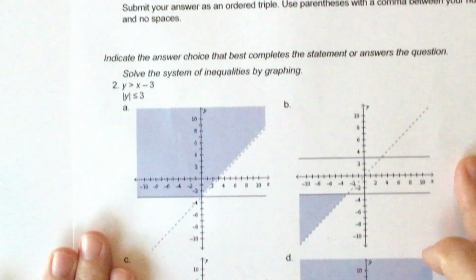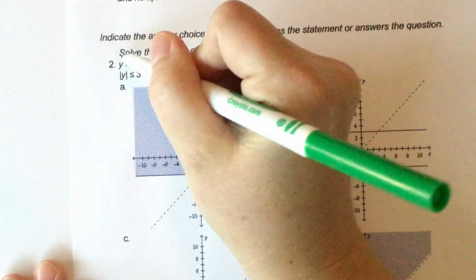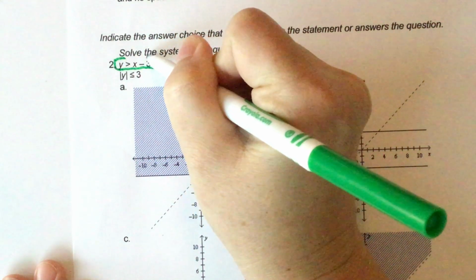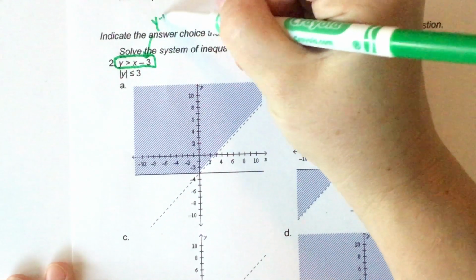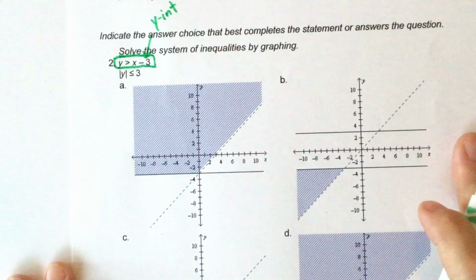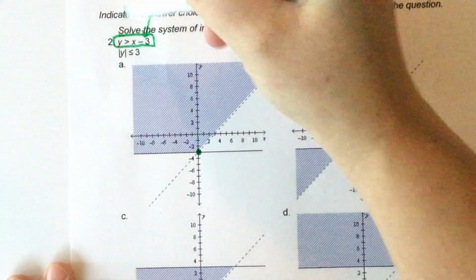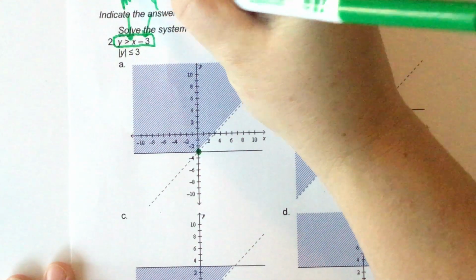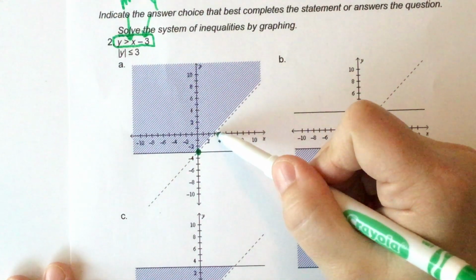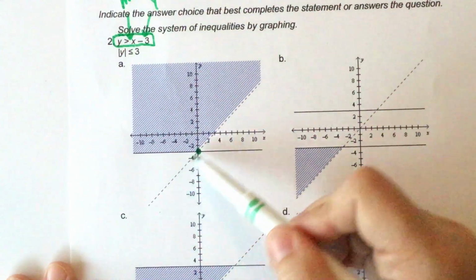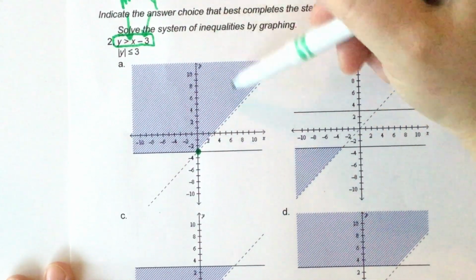Okay, number 2. We are trying to solve this system of inequalities. So let's just look at this top equation for a second. I know it's a diagonal line. It's ready to graph. I know that negative 3 is the y-intercept, so I'm going to look for negative 3 as a y-intercept. And it looks like graph A has negative 3 as a y-intercept. The slope's the number in front of the x, so slope is 1. And this looks like it's going up 1, right 1, up 1, right 1, up 1, right 1. So that looks okay. It's a dashed line, which is what this is showing. And greater says shade above, and that is above that line.